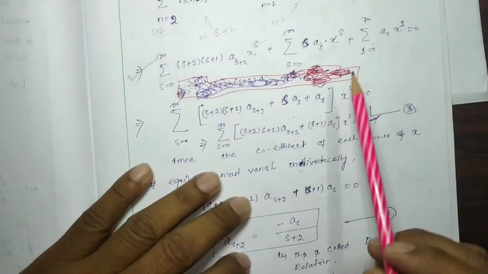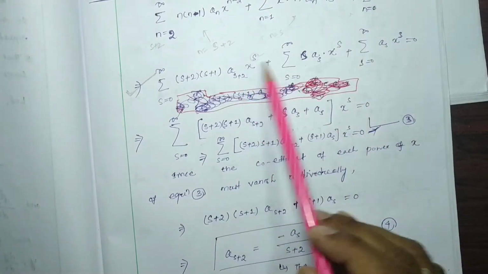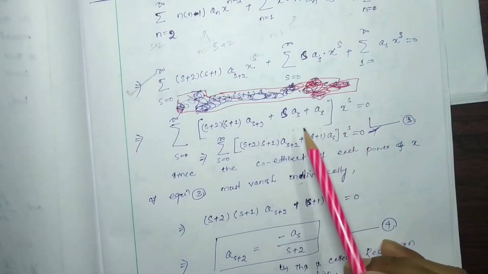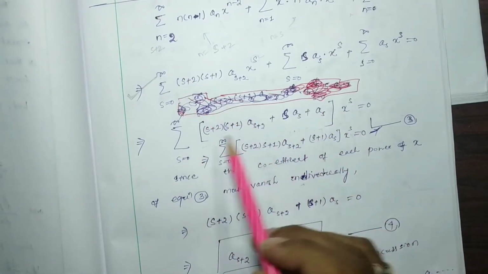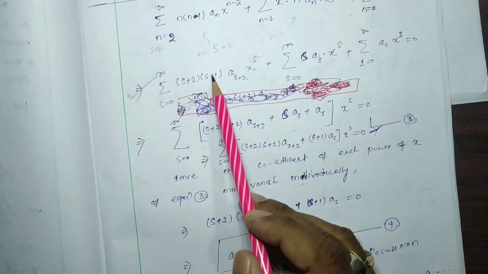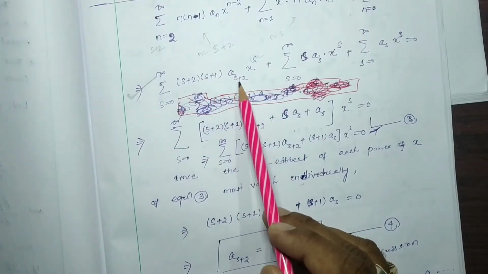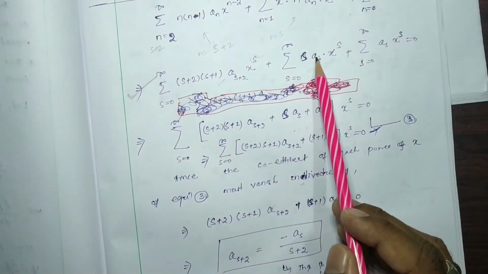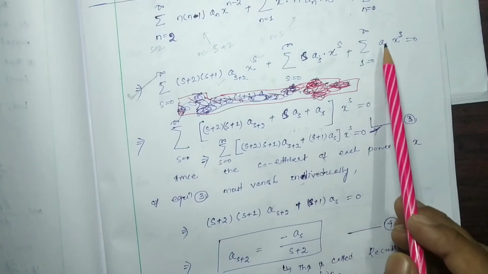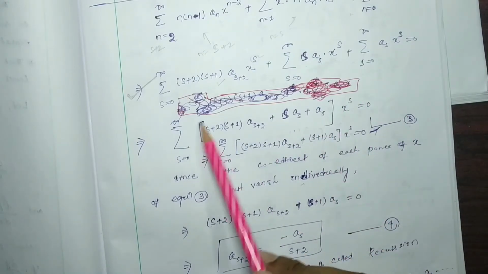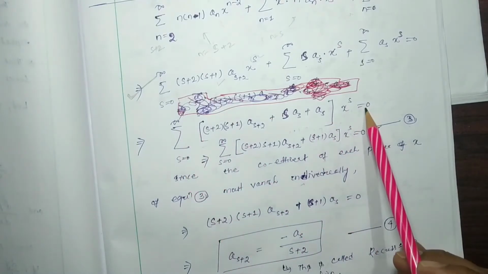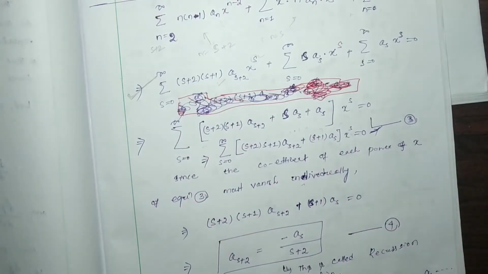Now here x to the power s is common in the 3 terms, so you can take it outside. In the bracket, we find s plus 2 into s plus 1 into a s plus 2 from the first term. From the second term we find s into a s, and in the third term we find a s. The whole thing times x to the power s, summed over s equal to 0 to infinity, is equal to 0. Let this be equation number 4.